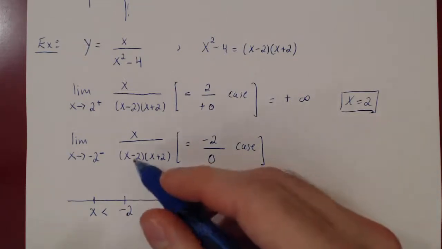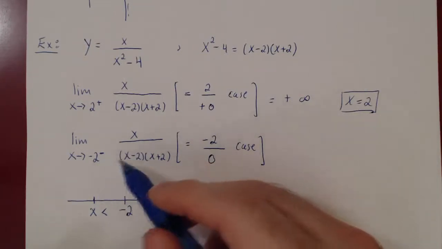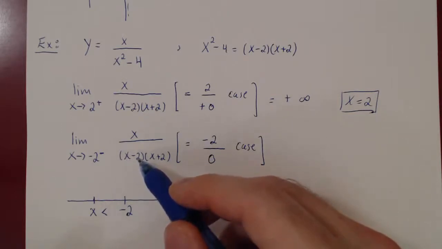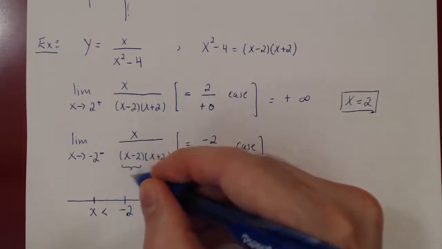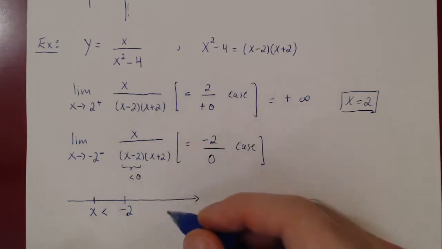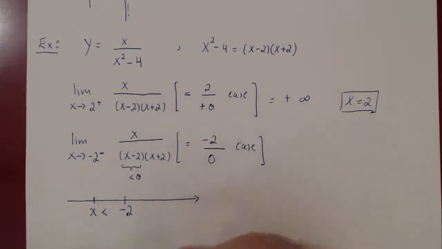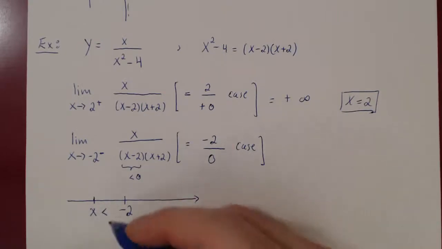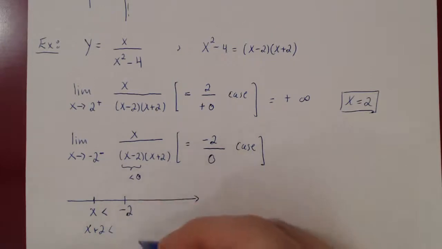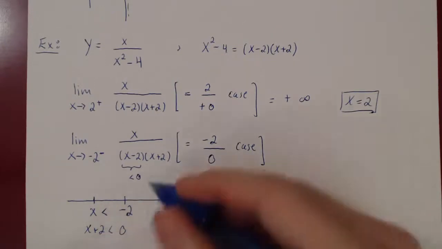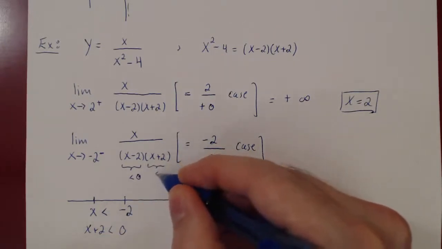So let's see. Now we know that this term here will approach negative 2, which is approaching negative 4. So this term right here is going to be negative. And now let's see, because x is less than negative 2, add 2 on both sides, and x plus 2 therefore is less than negative 2 plus 2, which is 0.